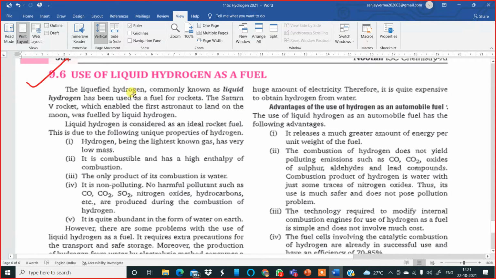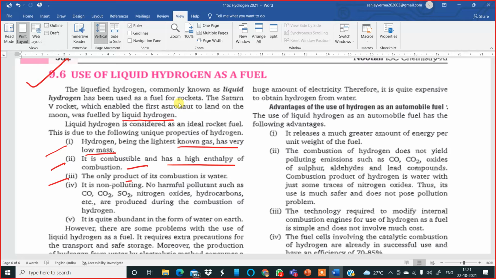The liquefied hydrogen, commonly known as liquid hydrogen, has been used as a fuel for what? For rockets. The Saturn V rocket, which enabled the first astronaut to land on the moon, was fueled by liquid hydrogen. Liquid hydrogen is considered an ideal rocket fuel. This is due to the following reasons. Hydrogen, being the lightest known gas, has very low mass. It is combustible and has a high enthalpy of combustion.